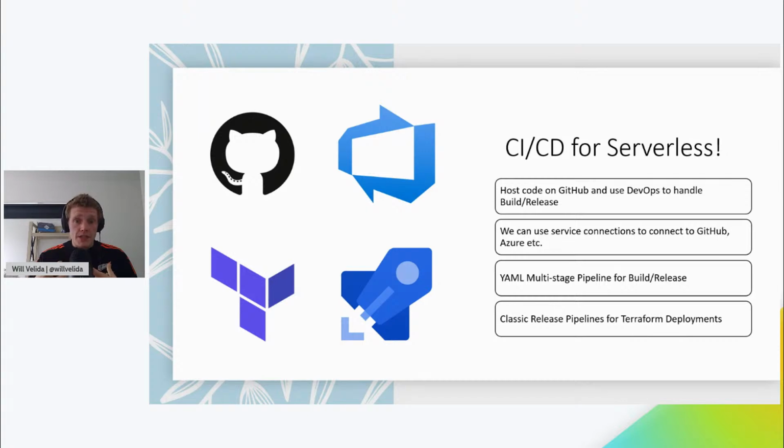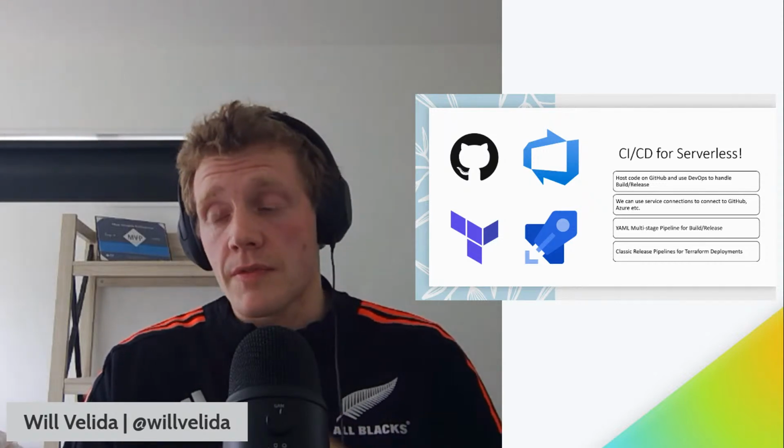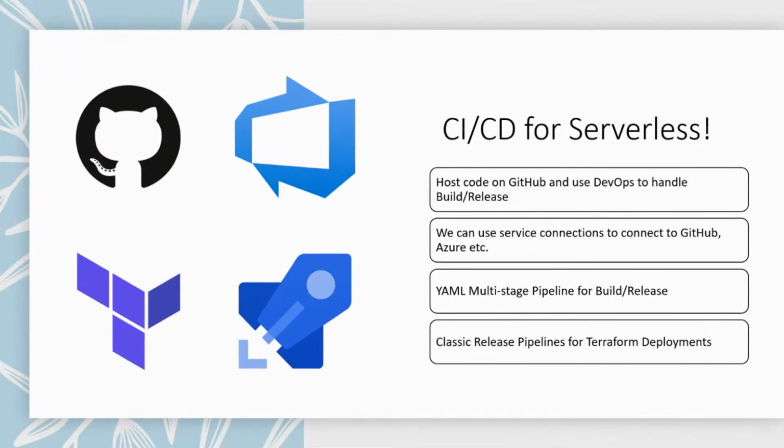We can enable this using service connections. I've created service connections to GitHub and to Azure, so I can incorporate my CI/CD process through Azure DevOps. You can also use YAML multi-stage pipelines for your build and releases. Here, I've also used Terraform to provision my infrastructure. For this, I've used classic release pipelines, but you can also achieve this using YAML pipelines as well.